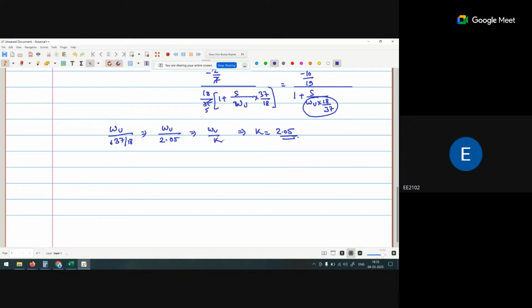Any doubt in this particular solution? So I think now it's clear. The value of k, if you see in the answer on the portal, lies from 1.9 to 2.1.